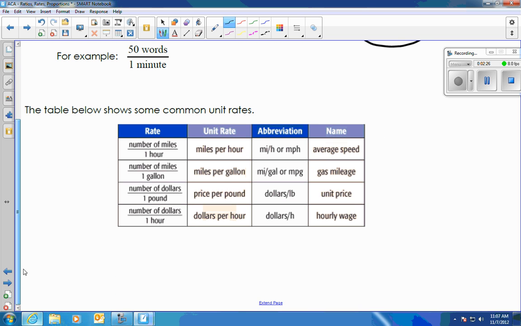So these are some common unit rates that you're going to see. Number of miles for every 1 hour. We call that miles per hour. And you've seen those abbreviations before. And that's another name for your average speed. So if I asked you the average speed, you would tell me how many miles per hour we were going. So miles per gallon are some other common ones, also known as gas mileage. Dollars per pound, that's your price per pound. And that's our unit price. Dollars per hour is an hourly wage. So all those things just mean you're going to take this and divide it by that, because we've talked about that word per means divide.